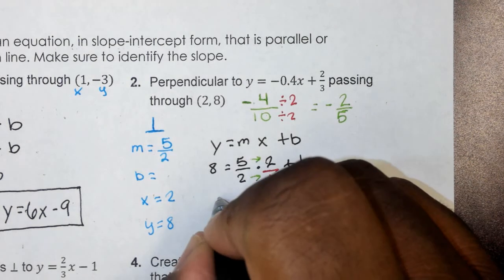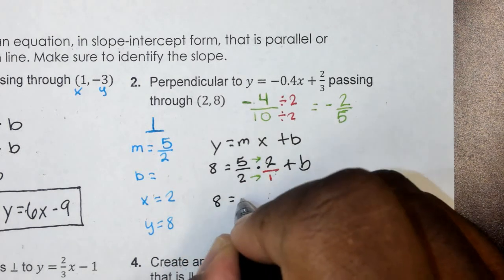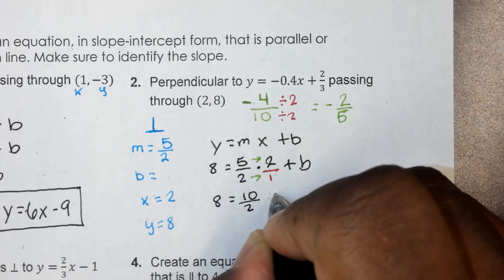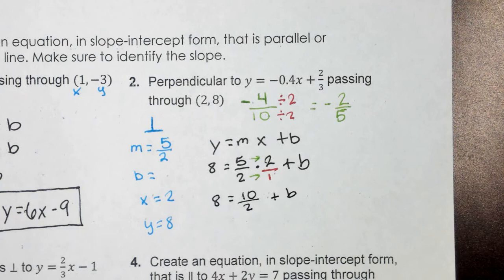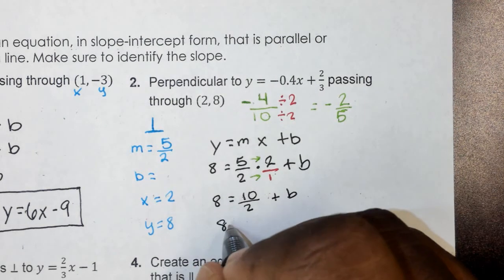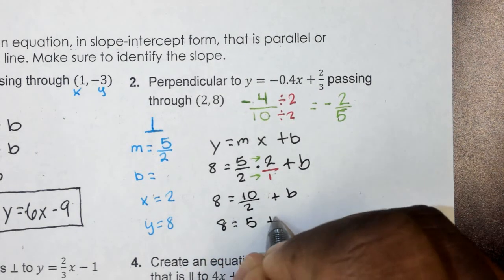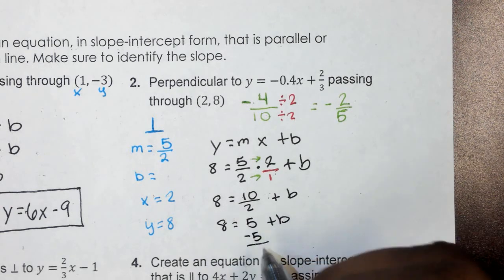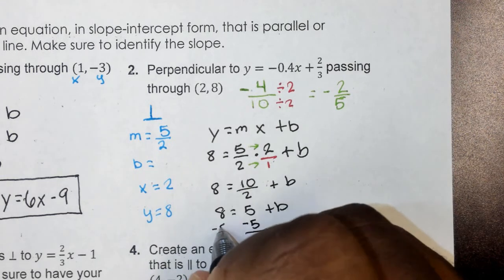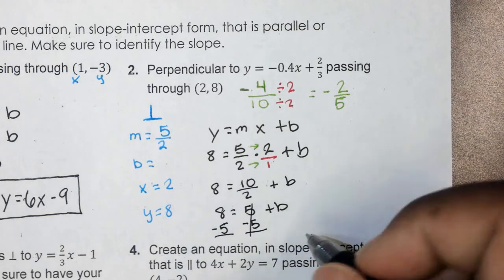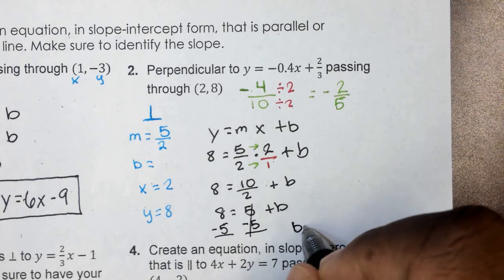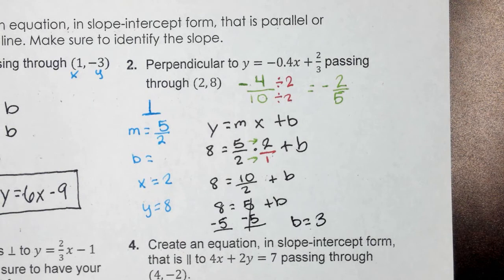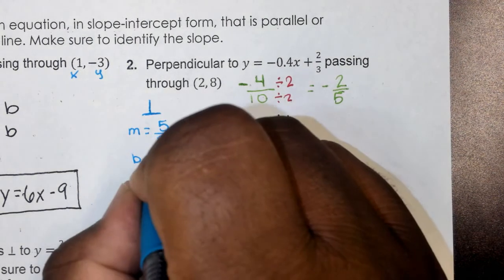When you do it, you're going to get 8 equals 10/2 plus b. And then simplifying that, 8 equals 5 plus b. And then you need to subtract 5. Cancels. b equals 3. So my value for b is 3.